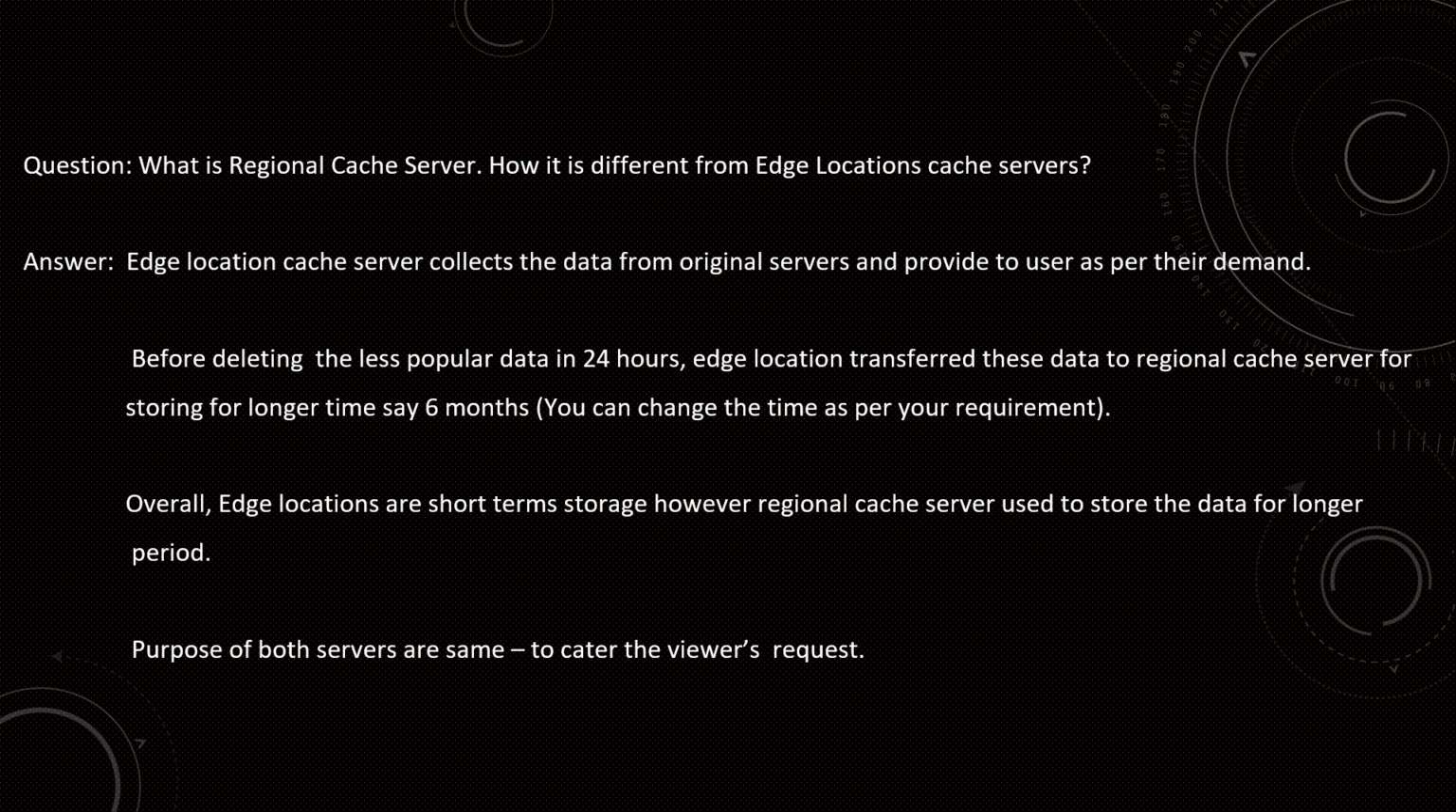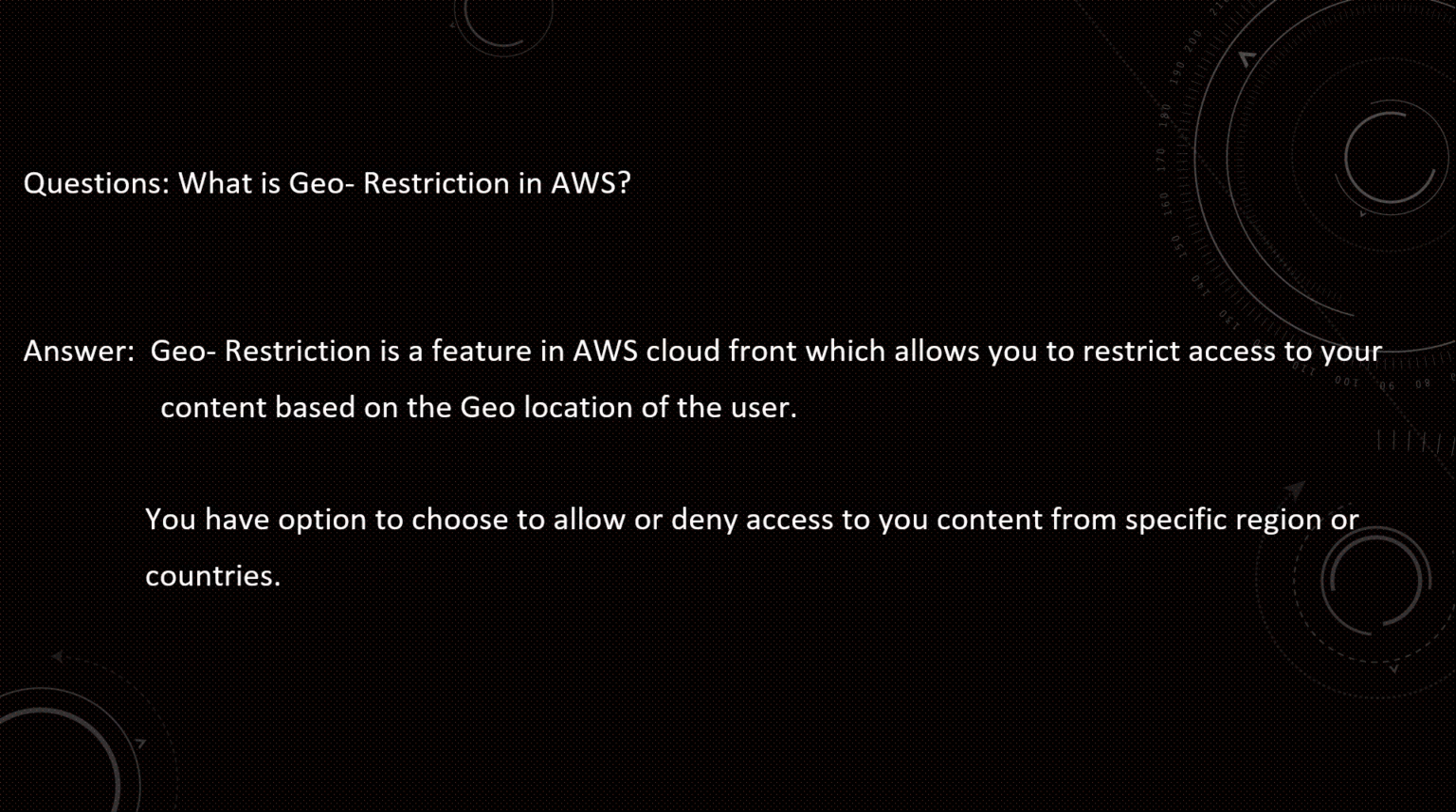So the purpose of both servers is the same, to cater to the viewer request. Edge locations are the first preference to store the data, and the regional cache servers are secondary and a kind of permanent. Permanent means the duration is more than the edge locations. However, both cache servers are used to serve the page. Coming to the next slide.